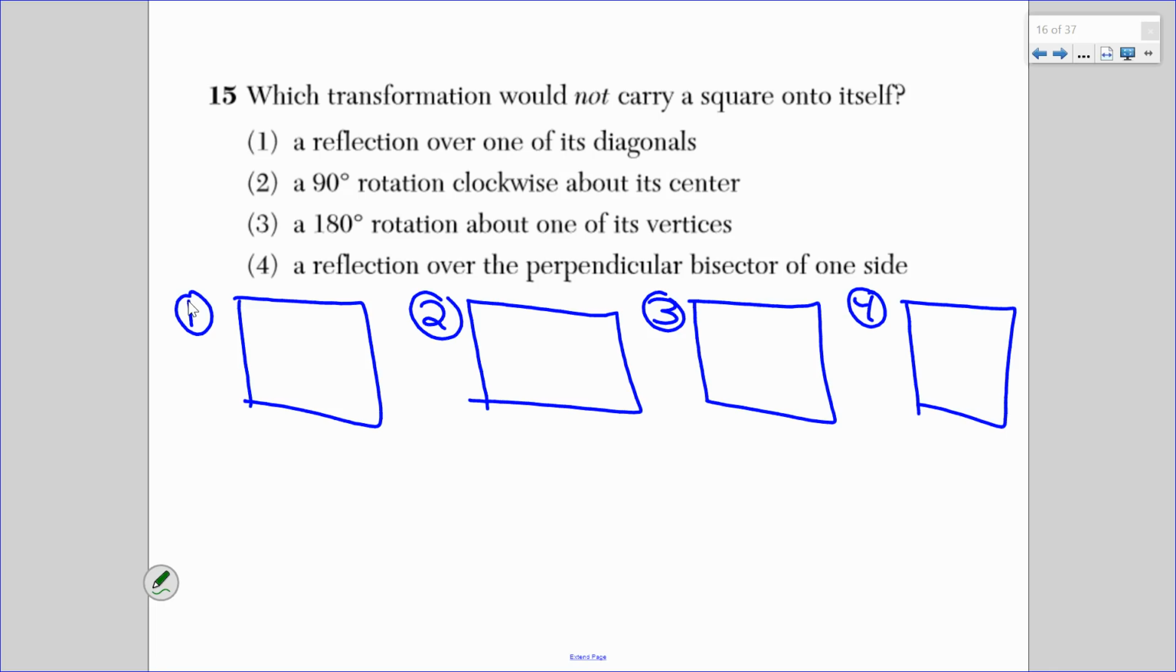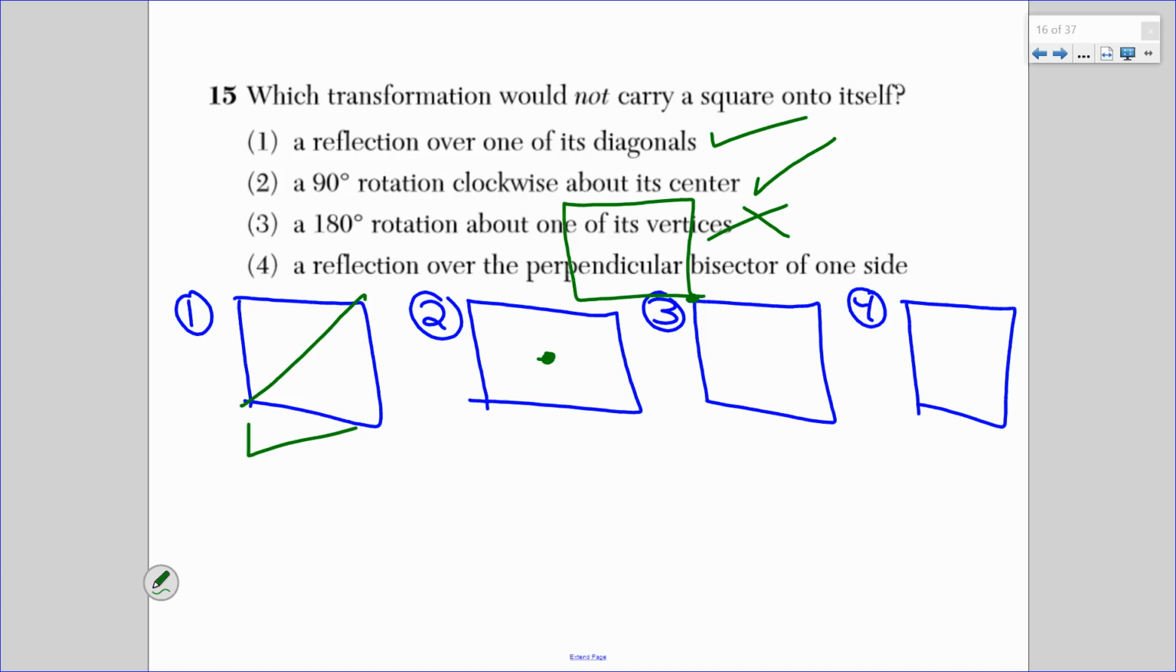A reflection over one of its diagonals. A reflection maps it onto itself if the reflection is a line of symmetry. Is the reflection a line of symmetry? Yes, that one will map it onto itself. A 90 degree rotation clockwise about its center. Yes, if I turn it about its center, 90 degrees will map it onto itself. A 180 degree rotation about one of its vertices. If I take this vertex and rotate it 180, it's going to end up over here. No.